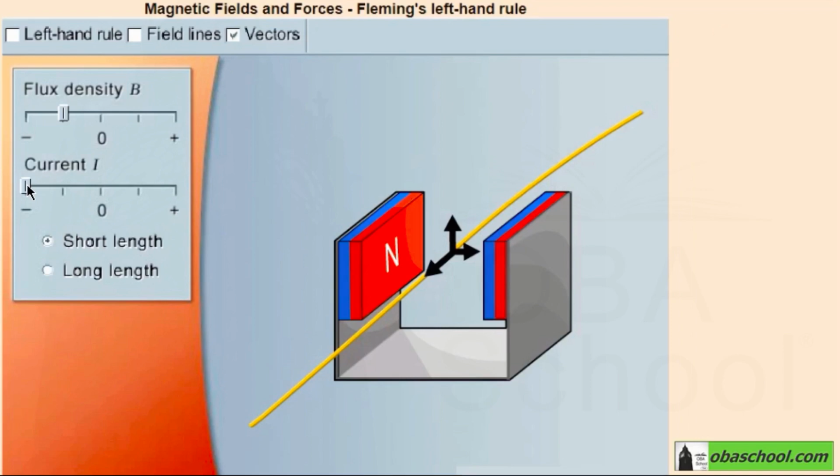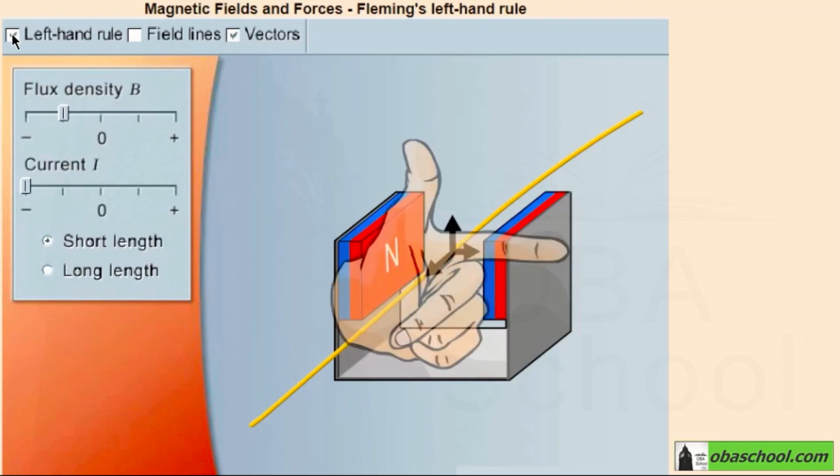Yes, it moves upwards. You can see the vectors representing the force, which makes the wire move upward. The flux density is represented as B and the current as I. Now let's select left-hand rule to display an image of a hand on the top of the three vector arrows.